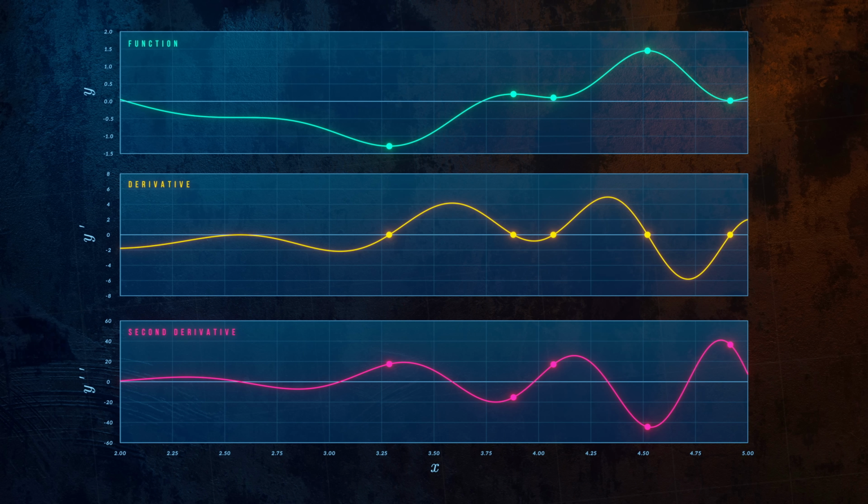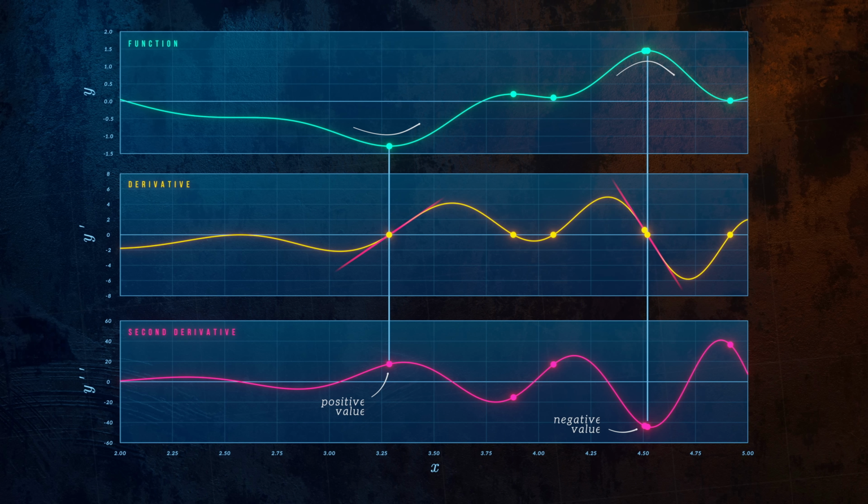The second derivative tells us about the curvature of the function. If it's positive, the derivative has a positive slope, so the curve is bending upwards, which means we're at a local minimum. And if it's negative, the derivative has a negative slope, so the curve bends downwards and we're at a local maximum.